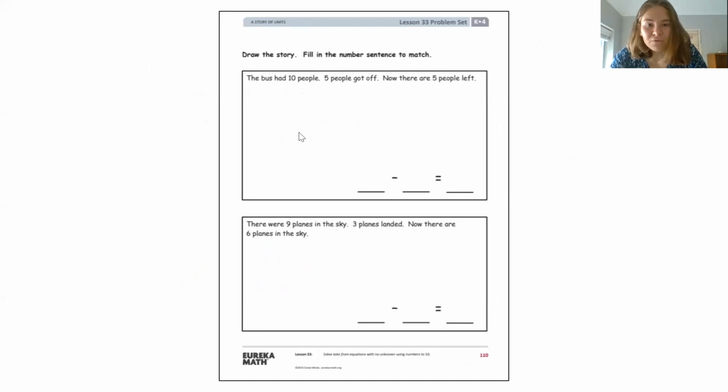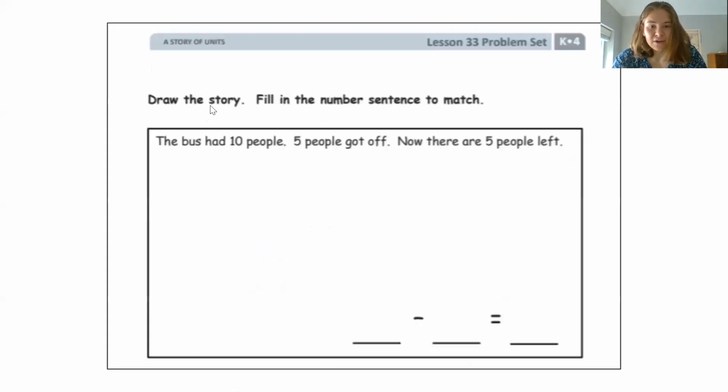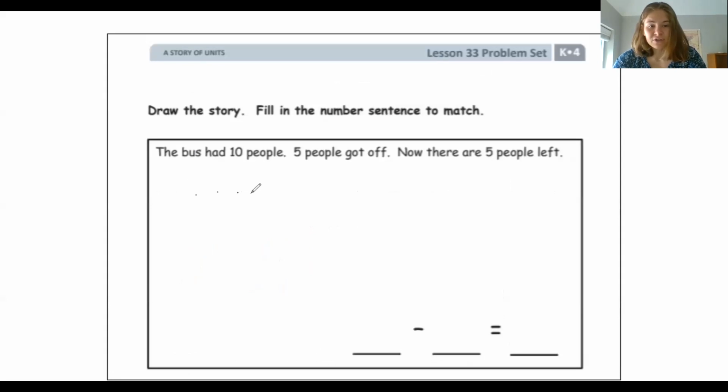We are moving through. All right. And so the first part of this says, draw the story. Fill in the number sentence to match. All right. So the bus had 10 people. I'll start by drawing 10 dots to show 10 people. 1, 2, 3, 4, 5, 6, 7, 8, 9, 10. Okay, cool. It's a very simple drawing.